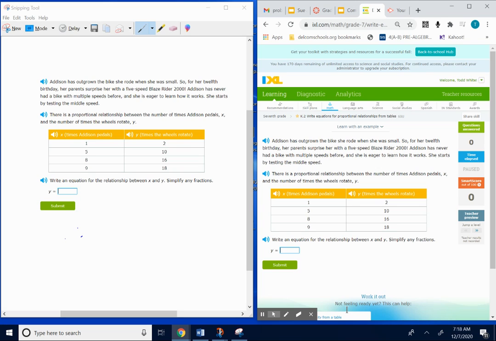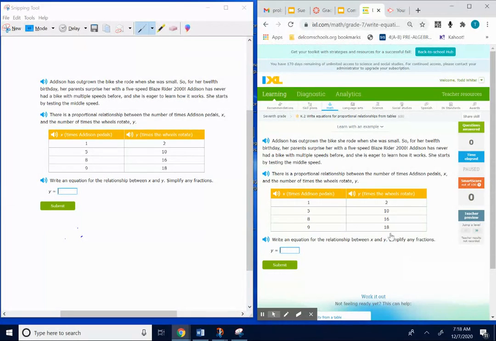Okay, we're going to do a lesson on IXL. Okay, they're going to show us a data table of a relationship, and we need to think about two things. Number one, is it proportional? And if it is proportional, you want to write an equation that represents the information.